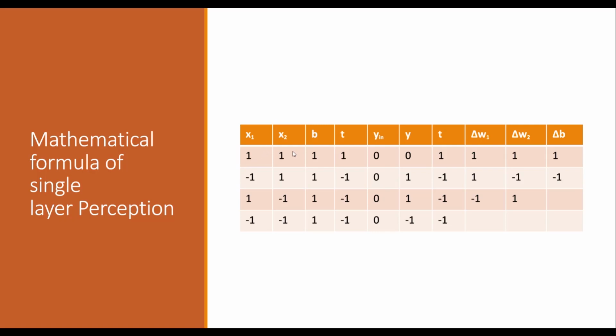So x1 and x2 are the input values, and we have considered them as the OR gate values. In this we have assigned the values in the form of 1 1, -1 1, 1 -1, -1 -1. The bias value will always be 1, t is represented as the target value, and we have to find the y_in value. So now we will discuss how to find the y_in value.